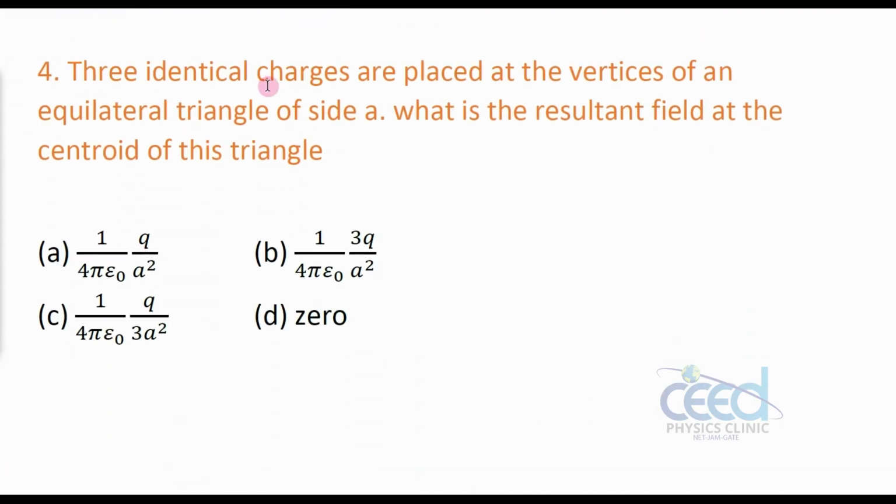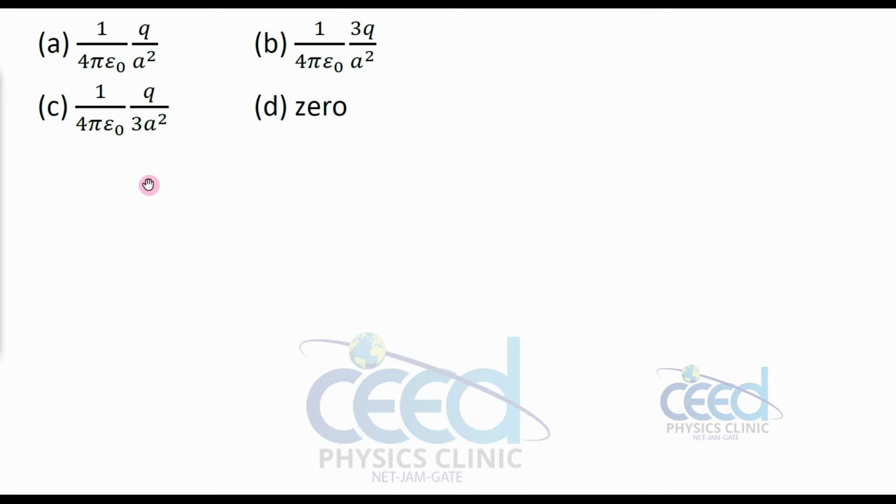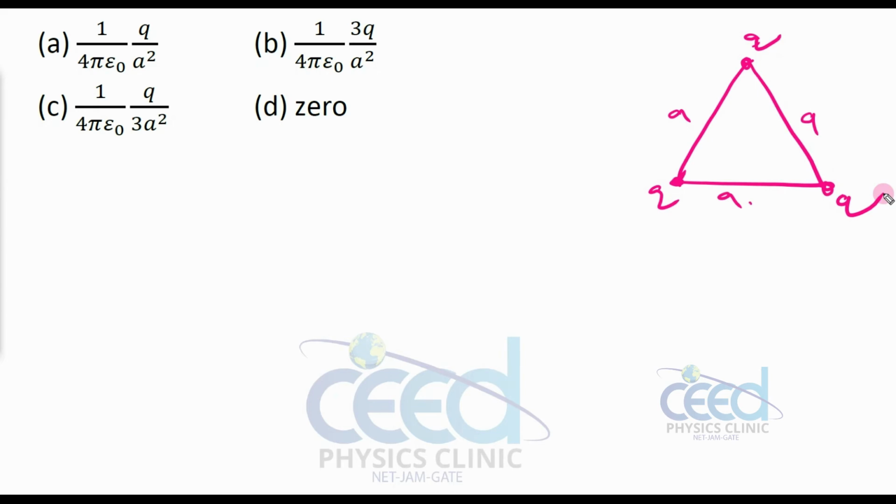Three identical charges are placed at the vertices of an equilateral triangle of side A. What is the resultant field at the centroid of this triangle? So the question is, you have an equilateral triangle, whose side length is A. Now, suppose I am placing identical positive charge Q on all vertices.